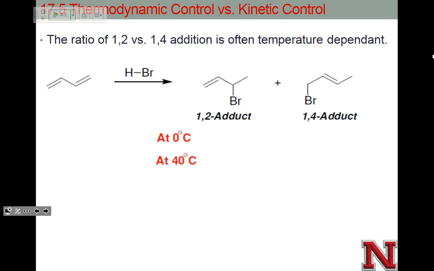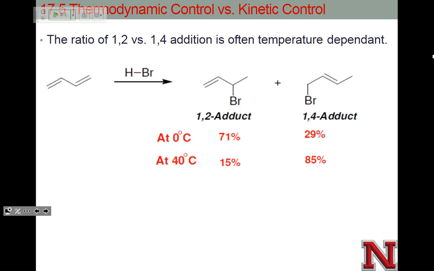In this case, the 1,2 adduct goes through a lower energy transition state than the 1,4 adduct, and in this case, the 1,4 adduct is the lower energy product. So what we see is at 0 degrees Celsius, we get mostly the 1,2 adduct, and at 40 degrees Celsius, we can select the 1,4 adduct in this example.